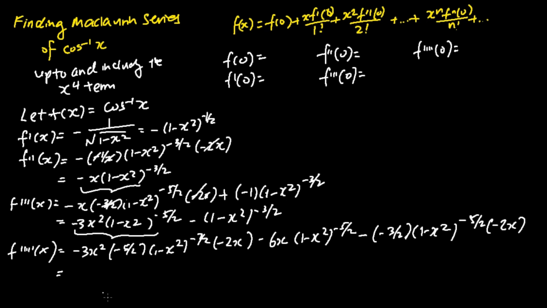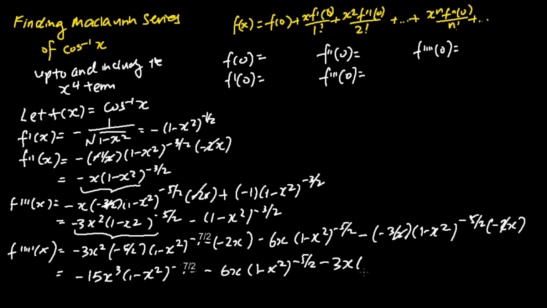For the first term, we get just negative 15x cubed times 1 minus x squared to the power of negative 5 over 2. For the second term, it's just as it is. And then as for the third term, basically we have the following. It's just negative of 3x times 1 minus x squared to the power of negative 5 over 2.